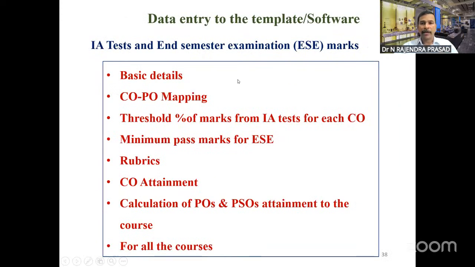So how to calculate the attainment now? You may have your own Excel template or a software. What you have to do? Just enter some basic details. You have to map CO with PO and PSO.